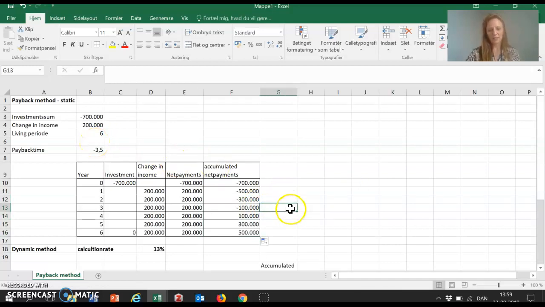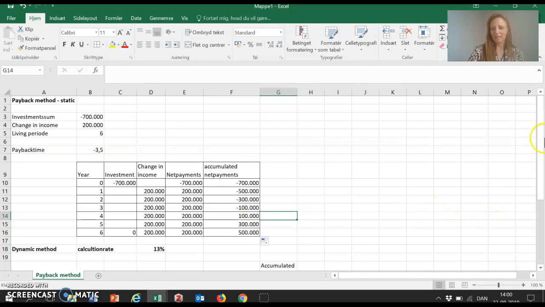Take a look at this. Somewhere in between year 3 and 4, the investment has paid back the initial investment with the change in income. Exactly, you can see here that it is exactly between 3 and 4, because minus 100,000 is exactly the same distance from 0 as 100,000 down here. So I would call that a simple method.